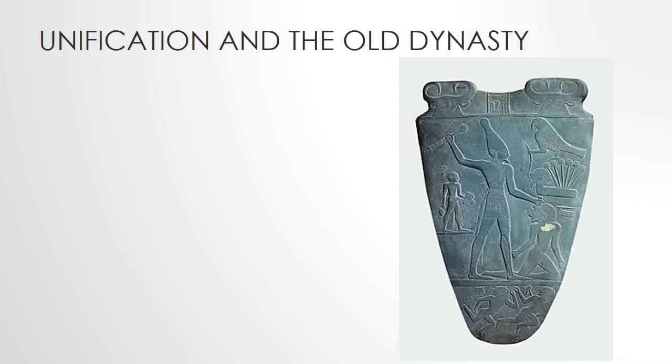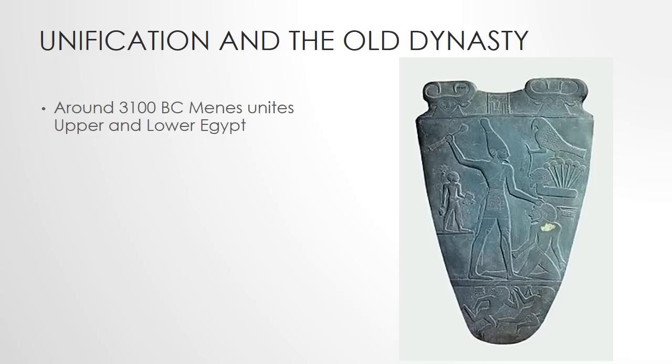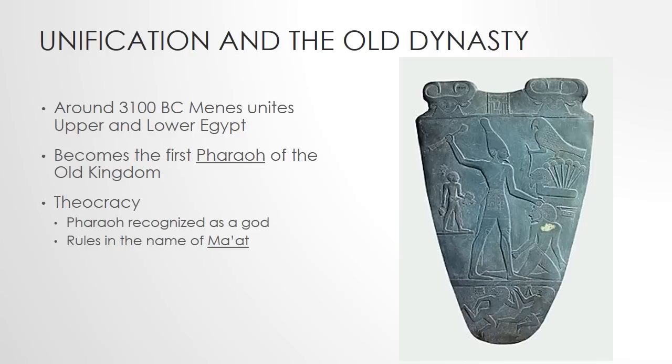The beginning of Egypt as a great civilization is usually dated around 3100 BC, when this leader, Menes, manages to unite the upper and lower kingdoms of Egypt. He declares himself the first pharaoh and begins a period known as the Old Kingdom. So the pharaoh rules as a god over Egypt.